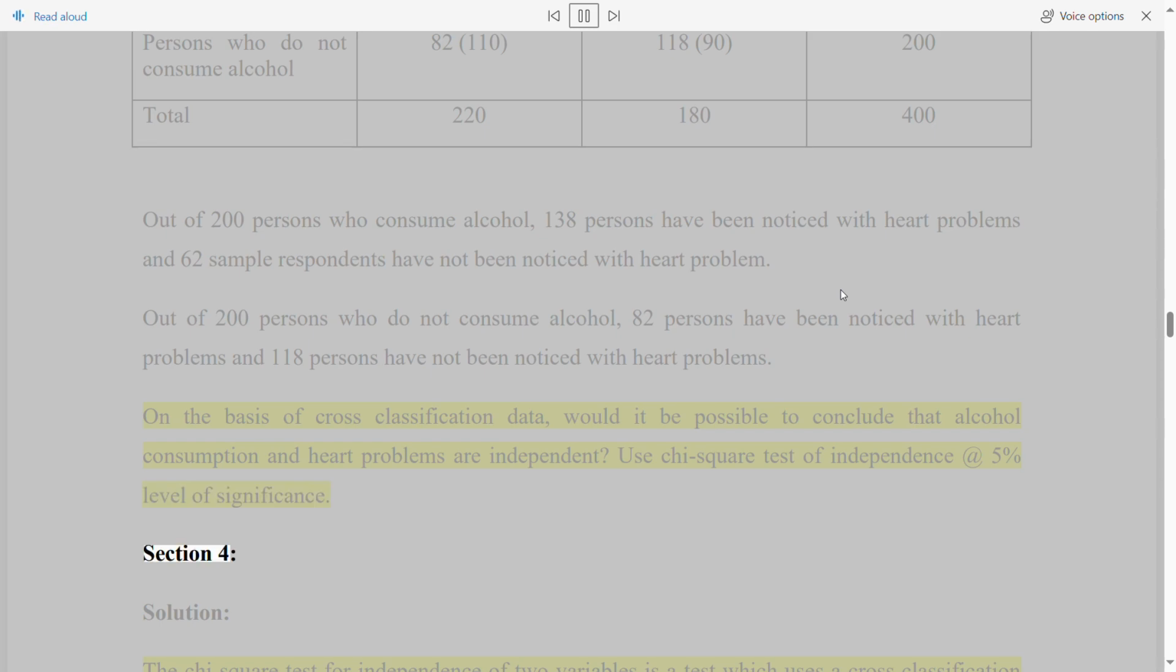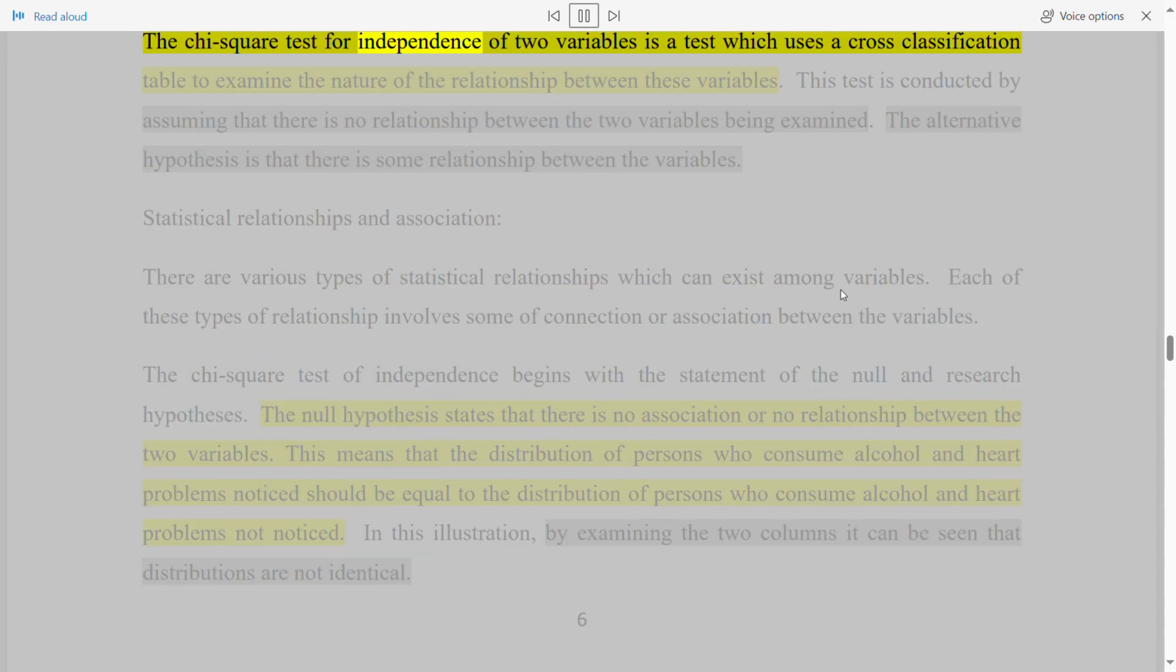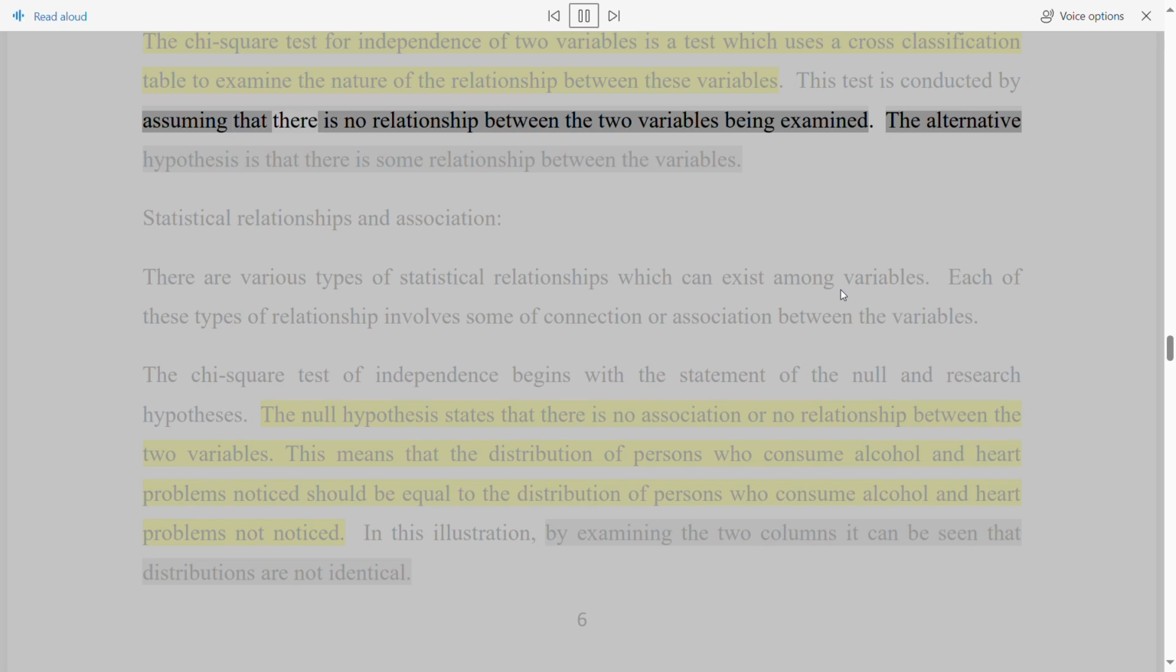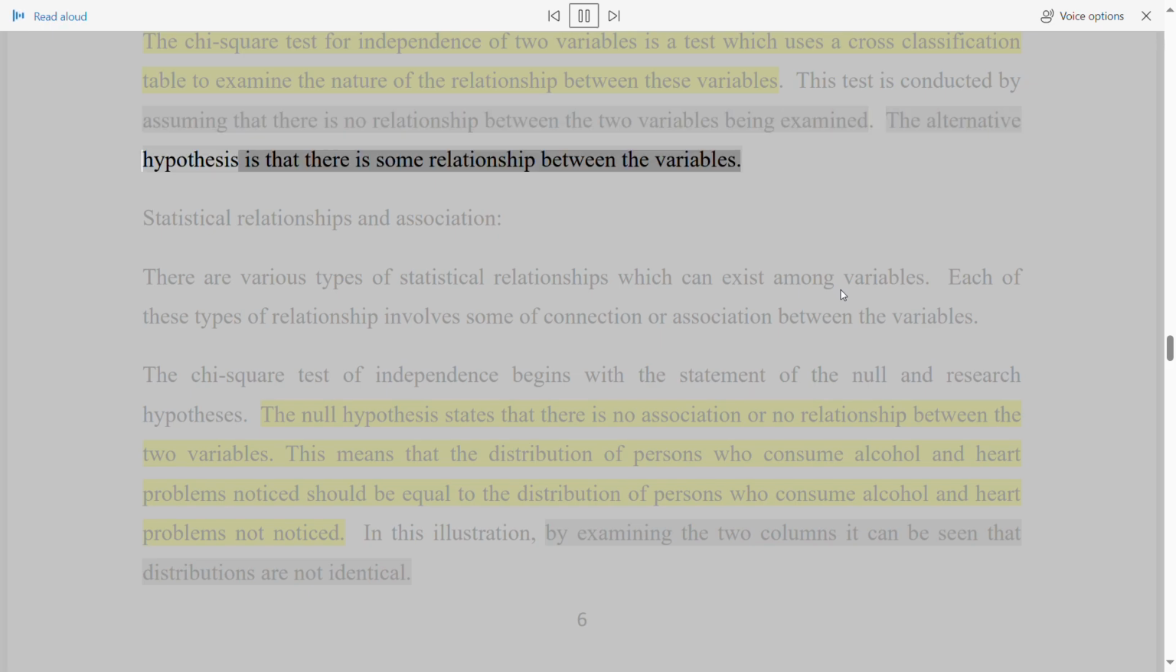Section 4. Solution. The chi-square test for independence of two variables is a test which uses a cross-classification table to examine the nature of the relationship between these variables. This test is conducted by assuming that there is no relationship between the two variables being examined. The alternative hypothesis is that there is some relationship between the variables.